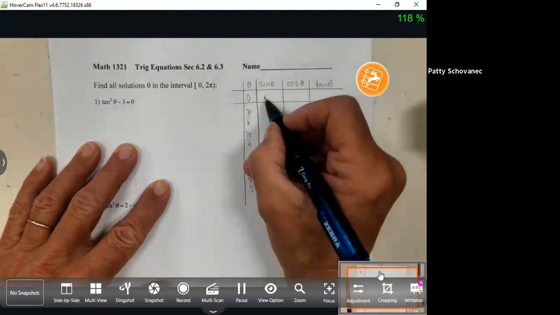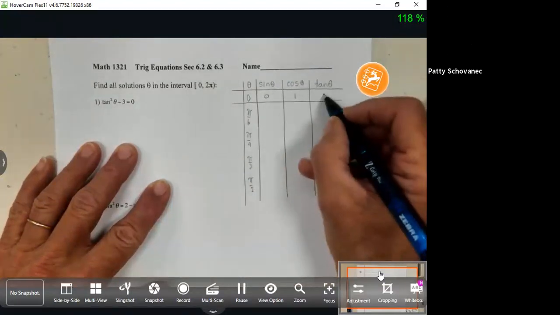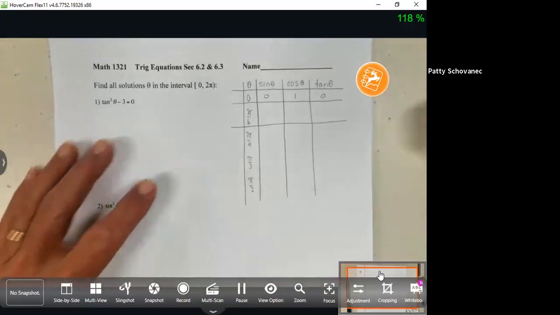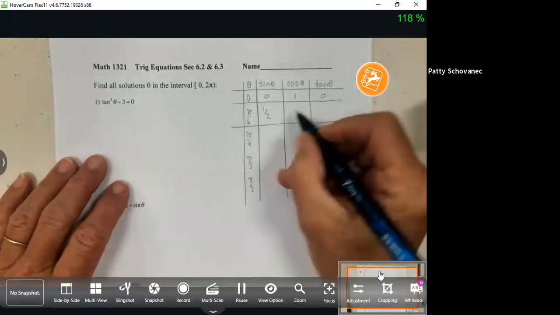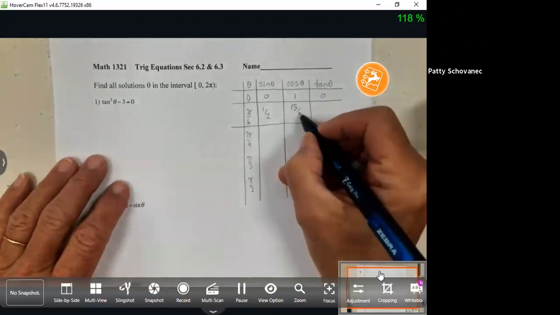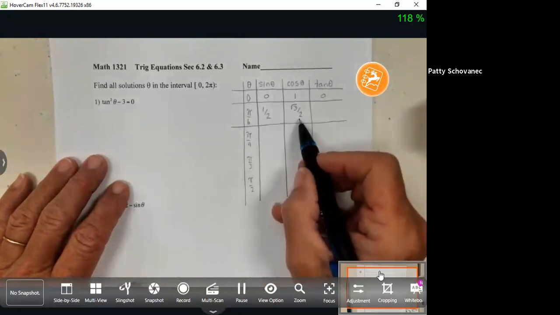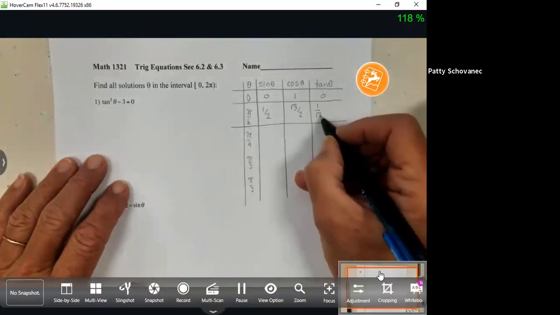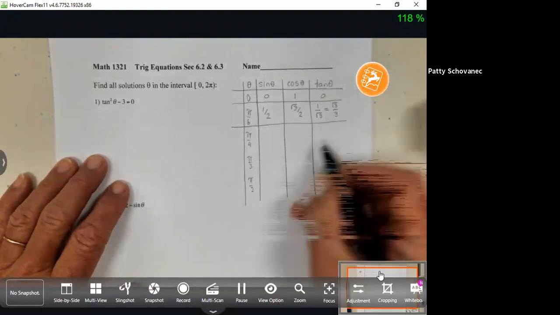Sine of 0 is 0, cosine of 0 is 1, tangent is sine over cosine, so that's 0 divided by 1. Sine of pi over 6 is a half, cosine of pi over 6 is square root of 3 over 2, tangent is 1/2 divided by square root of 3 over 2. The halves cancel and give you 1 over the square root of 3, which when rationalized is the square root of 3 over 3.